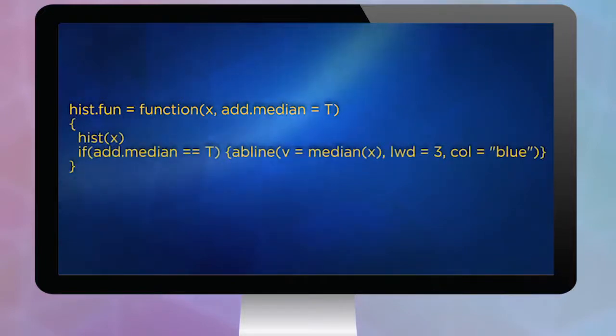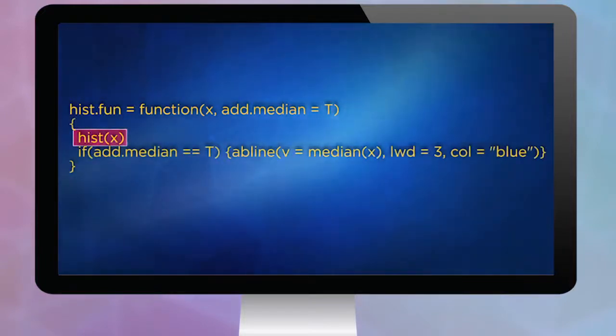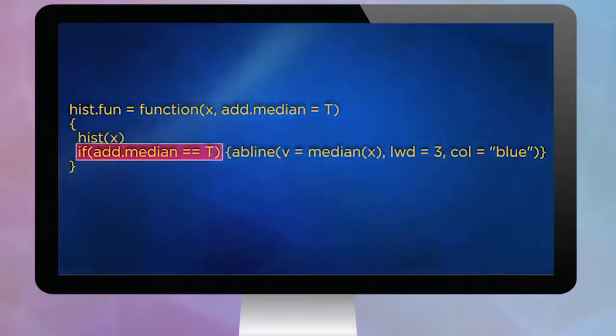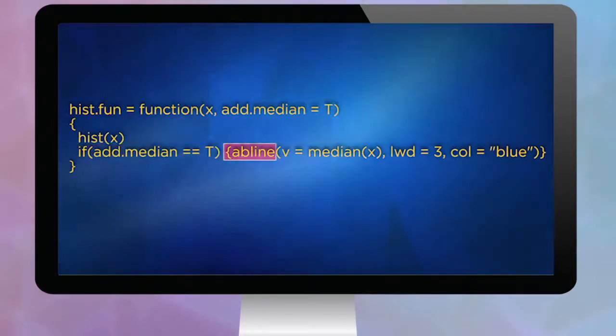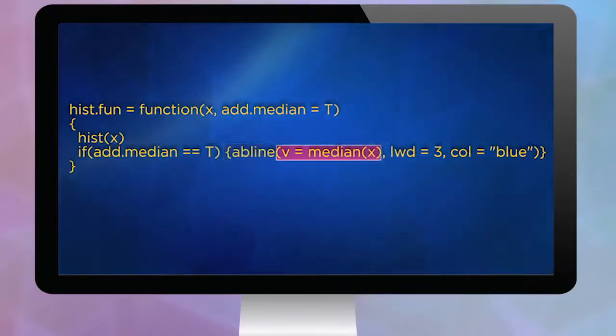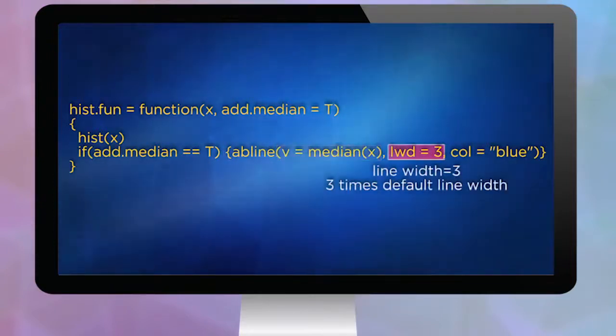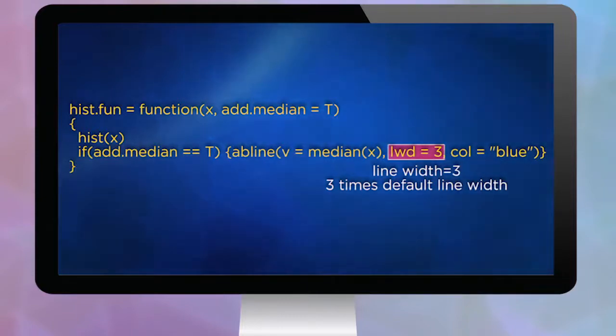We need an open bracket to start our function. So first, we just take the histogram of x. And then notice here, we use that if statement. If add.median is true, then add in abline. That means add a line from A to B. And I'm going to add a vertical line. So that's v equals the median of x. Here, lwd equals 3 assigns the width of the line equal to 3, and the color is blue.